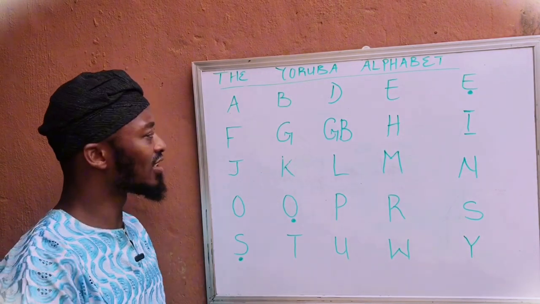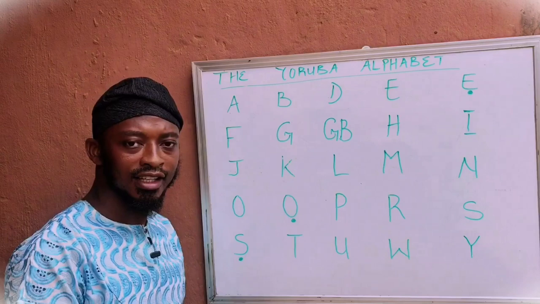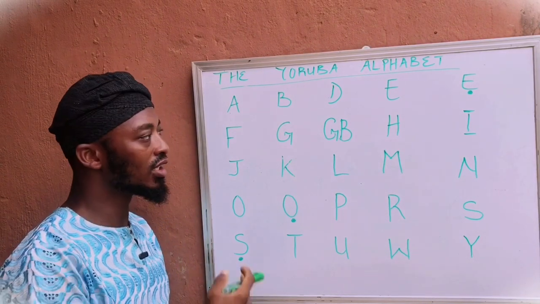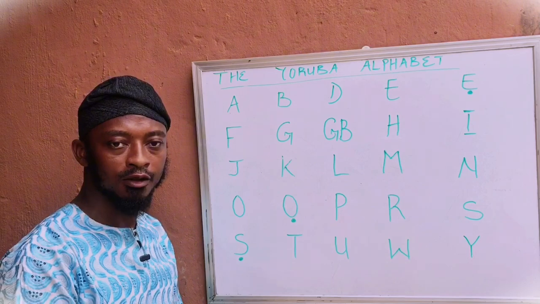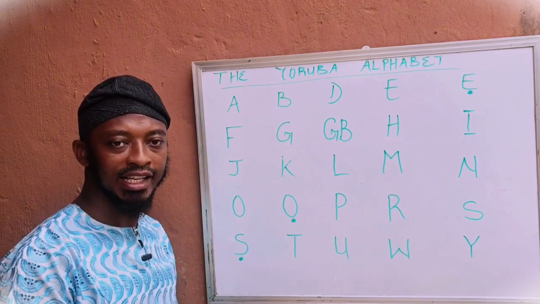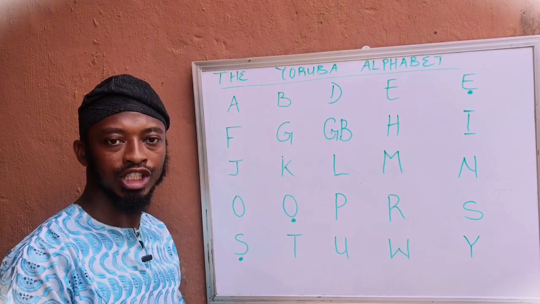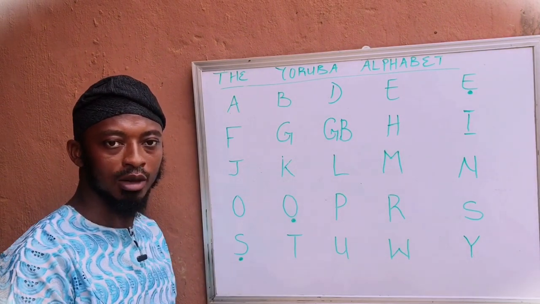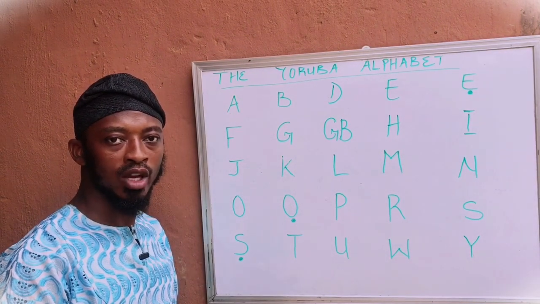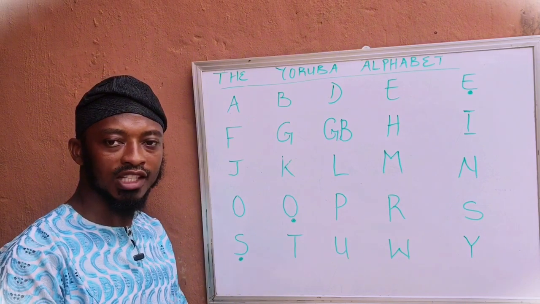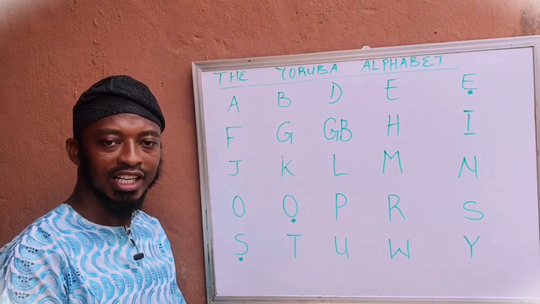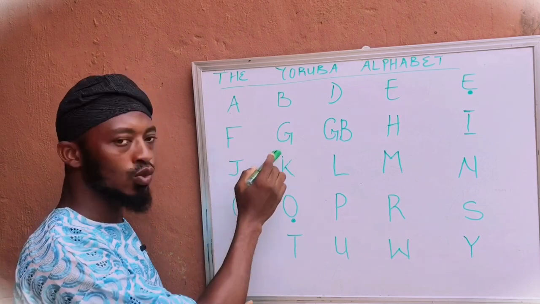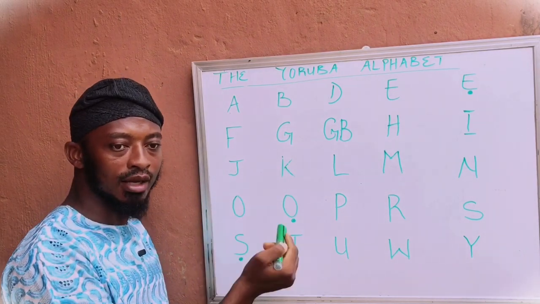As simple as that. So here is the Yoruba alphabet, and we have 25 letters as against 26 for the English alphabet. One unique thing about the Yoruba alphabet is, unlike the English alphabet where a letter can have a sound that changes when you use it to make a word, in Yoruba language, the way you see the word is the way you hear it and the way you pronounce it.